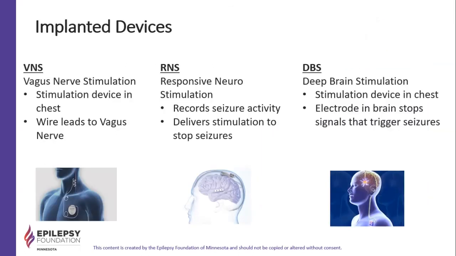We also know there are implanted devices that are out there. One is in the chest, two are actually in the brain, and they're really meant to record seizure activity, detect seizure activity, and to slow or stop seizure activity. They're called the vagus nerve stimulator, the responsive neurostimulator, and the deep brain stimulator. The only one that is used in children is the VNS. If you have a child with the vagal nerve stimulator, we can provide more information on that specific treatment if you reach out.